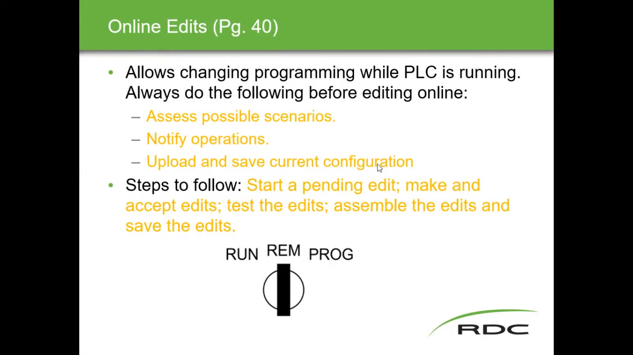Okay, so online edits is largely what we are doing in the lab, which means that the processor is running, doing whatever it's doing, and we're in there in the ladder logic messing around with things. So always do these things before editing online. Assess the possible scenarios. How is what I'm doing potentially going to affect what's going on outside when I hit that download button? Notify operations that you're up to no good. If they're aware of it, they'll be more likely to run out there and fix any of your mistakes in a timely fashion, or at least they'll be prepared to know that something could be coming down the pipe.